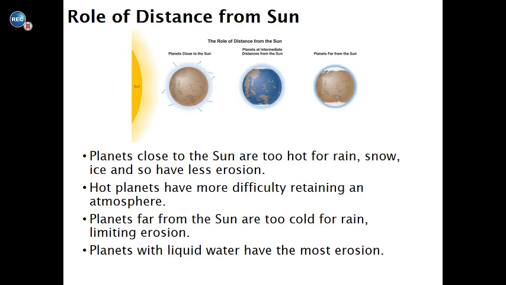There's a few other things. If you're close to the sun, there's less likelihood of weather because it's too hot. If you're far from the sun, the liquids are going to freeze up, and so there's less weather. Hot planets tend to not have atmospheres, or like Venus, have very, very insulating atmospheres. But planets far from the sun are not going to have very much weather because it's too cold. Basically, you want to have liquid water to have the most erosion.